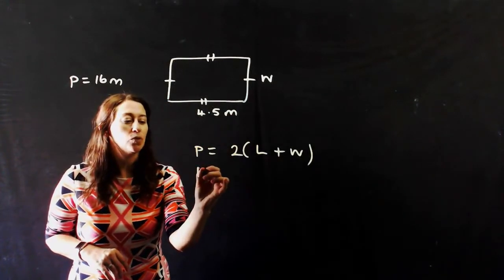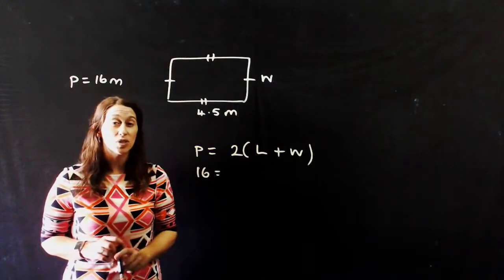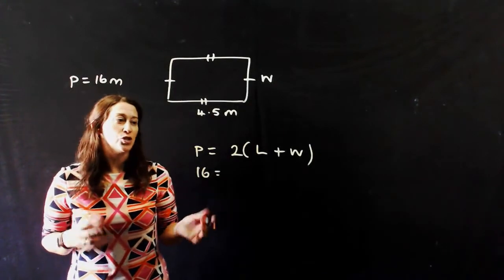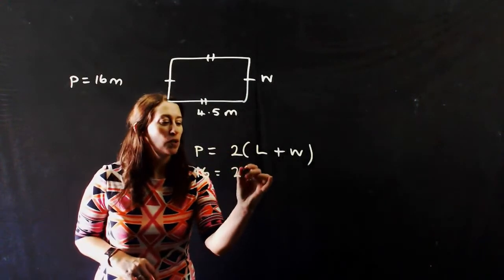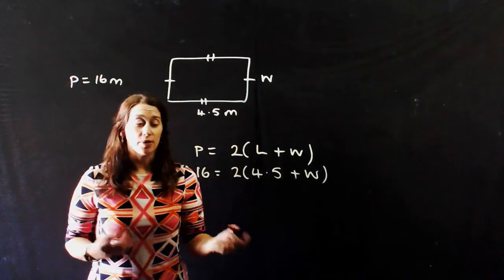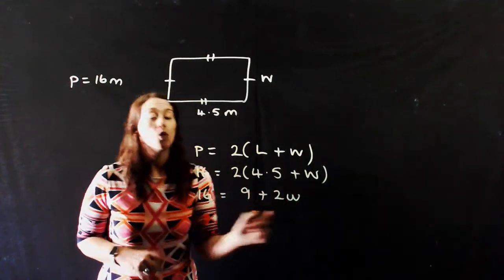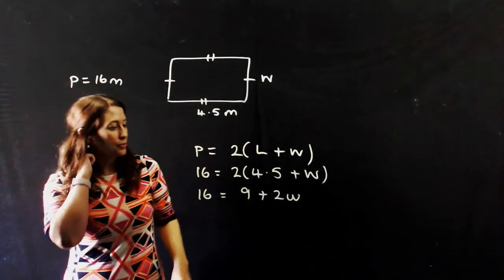Well, we know that the perimeter is 16, so we're going to put this equation equal to 16 as we've been given that information. And then I'm going to substitute in the information given. Well, I've got 4.5, so 2 lots of 4.5 plus w, and then I just need to expand the brackets, which gives me 9 plus the 2w, which is what I would have ended up with had I just added up all the sides around.